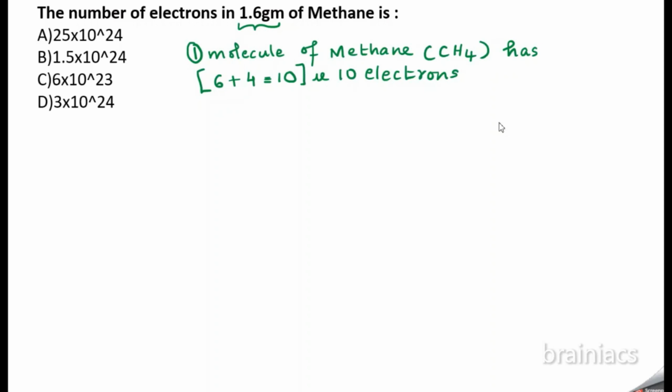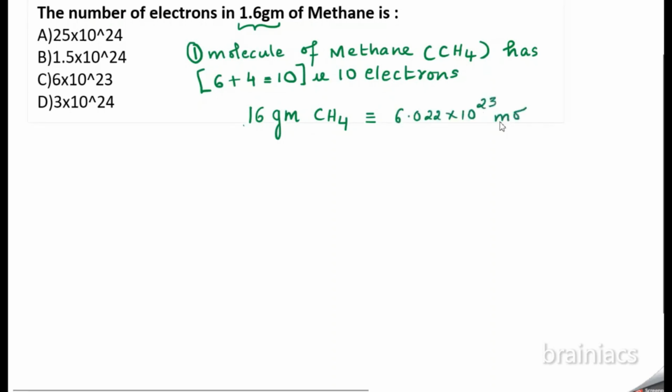So we will see how to convert 1.6 gram to number of molecules. We have a fundamental relationship, you might be remembering, molecular mass. So molecular mass of methane is 16 gram, correct? So 16 gram CH4, we have learned as fundamental, molecular mass of any compound will contain Avogadro number of molecules, that is 6.022 into 10 power 23 molecules will be there, correct?